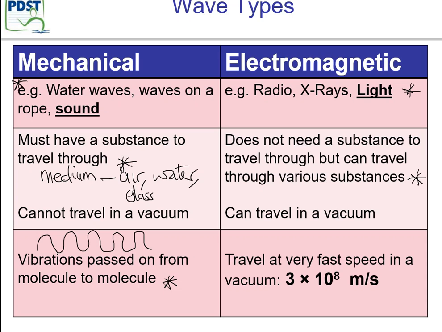Electromagnetic waves have a specific speed. The speed of electromagnetic waves is 3 times 10 to the power 8 meters per second. This is something we talked about in class.